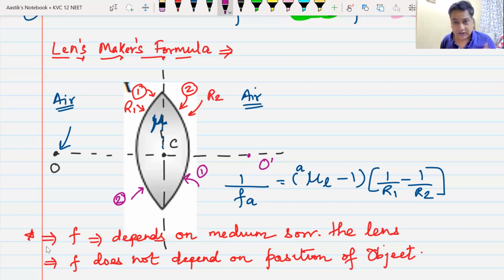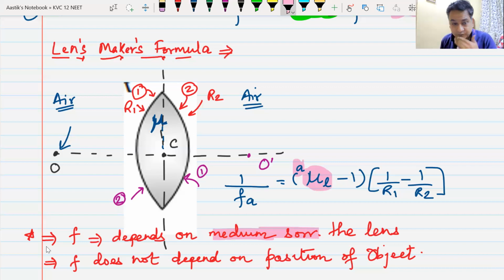In this case, will the focal length come out different? No, the focal length never becomes different just because the object is placed here or on the other side. No matter where you place the object and wherever you apply this formula, we always get the same focal length. A convex lens remains a convex lens with the same focal length. A concave lens remains a concave lens with the same focal length. It does not depend on where you have placed the object or from where the light is coming. Do we understand this? But it depends on the medium, because here you have the refractive index of mu with respect to air.